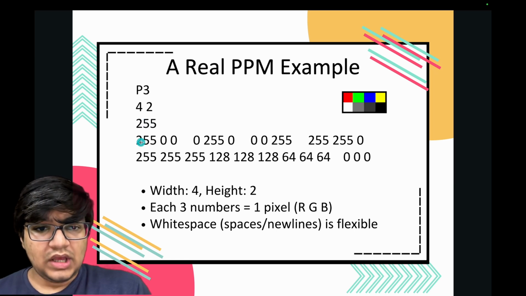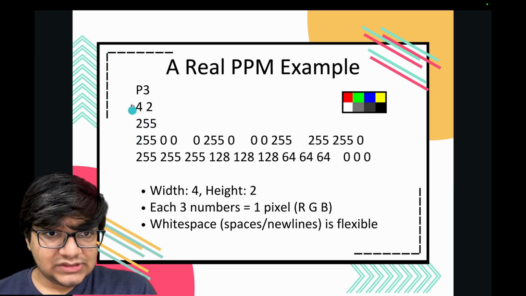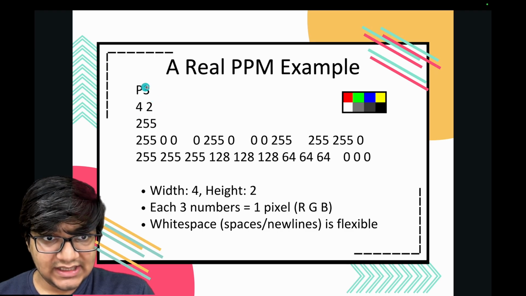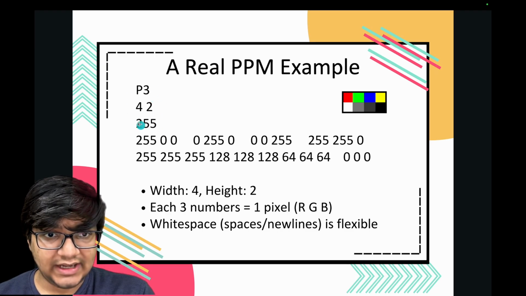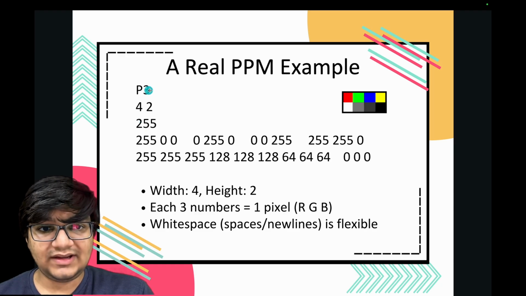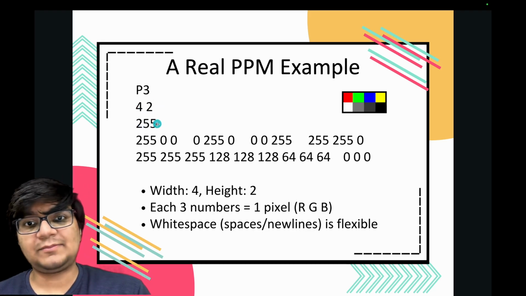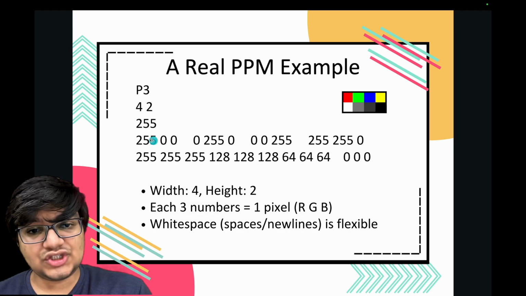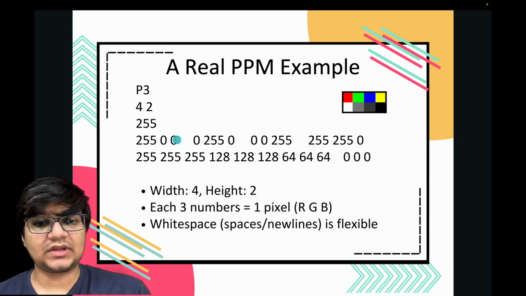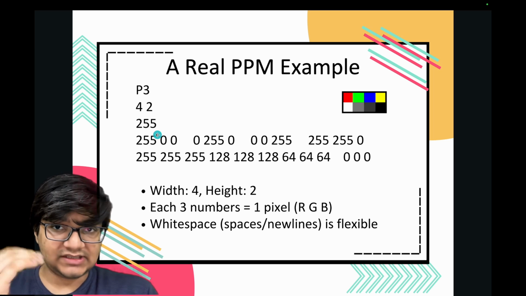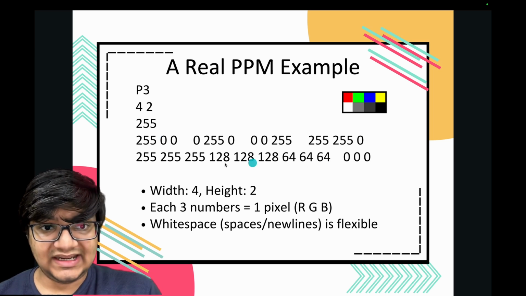Now, this part is known as the header of the file. These three lines which you can see right here are the header. The first will tell it is an ASCII format. 4 2 will tell its width is 4 pixels, height is 2 pixels. 255 tells the maximum value of individual RGB values. Now let me explain the body, the content of the file.